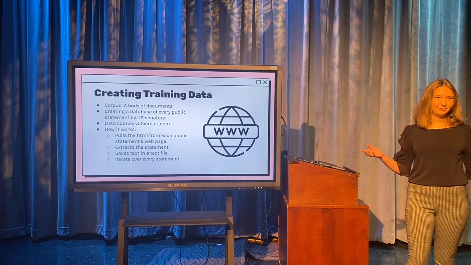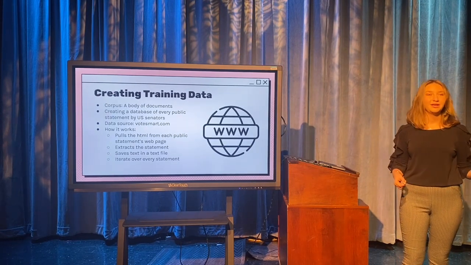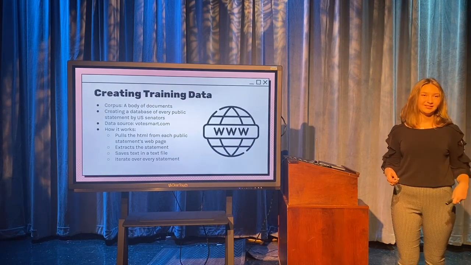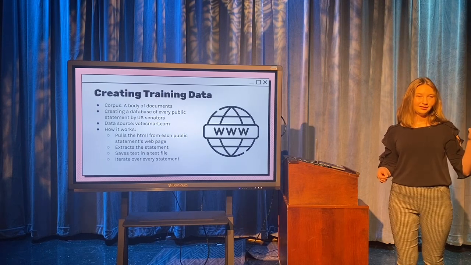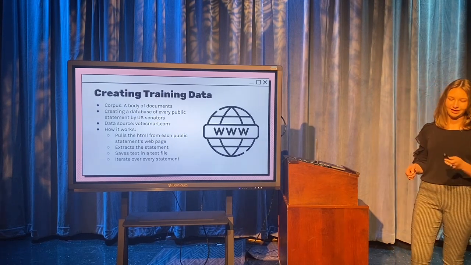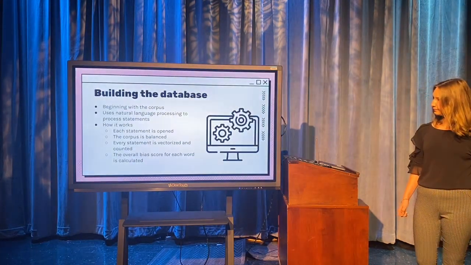and I built a web scraper. So it went out into the world, it pulled the HTML from every public statement page on votesmart.com for a senator, it extracted that public speech and it saved it as a text file. Cue approximately 57 folders in my Replit account and a very, very slow Replit for the next couple of days.